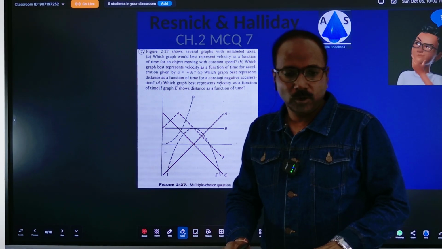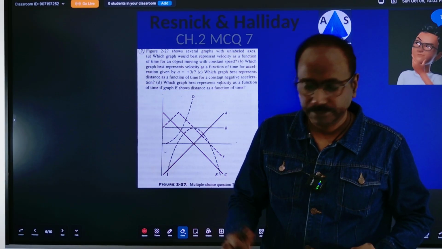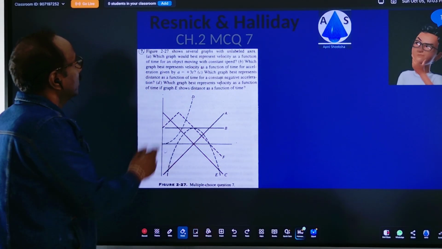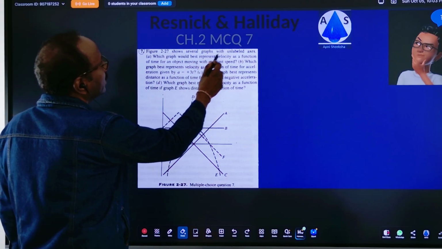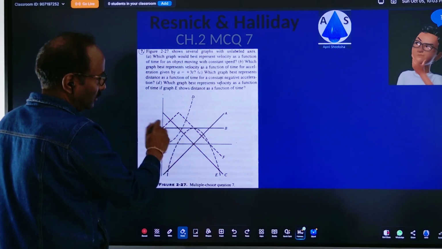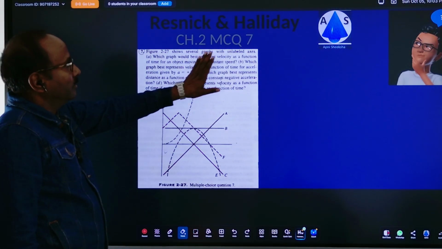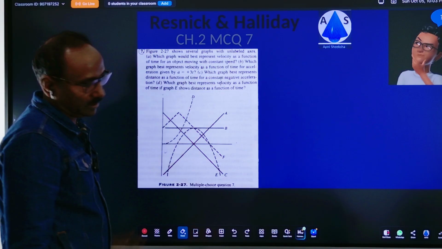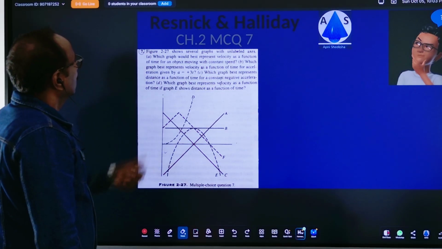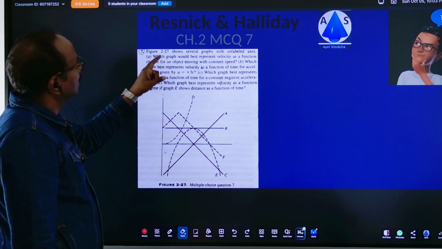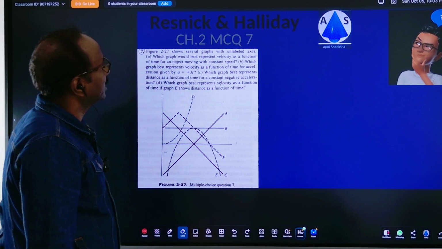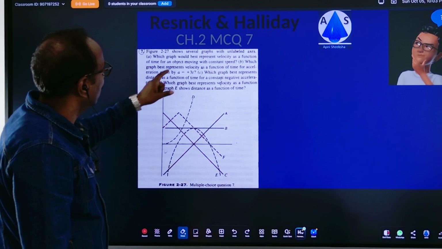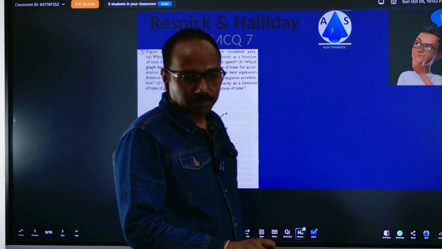Let us look into this problem now from Resnick and Halliday. The question says, figure 2.27 shows several graphs with unlabeled axis, means axis name is not given. So part A is, which graph would best represent velocity as a function of time for an object moving with constant speed?